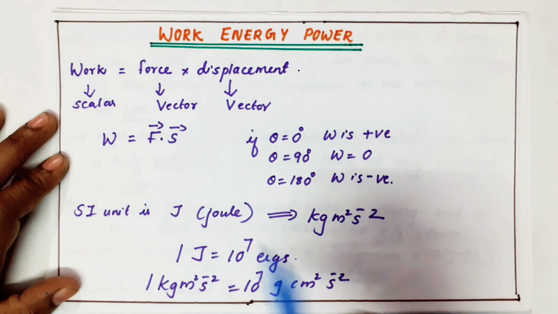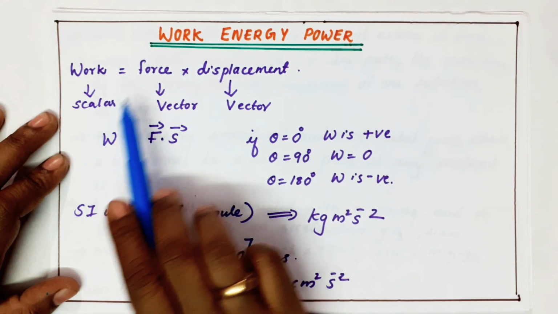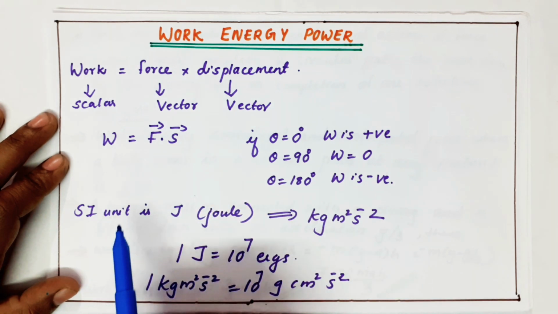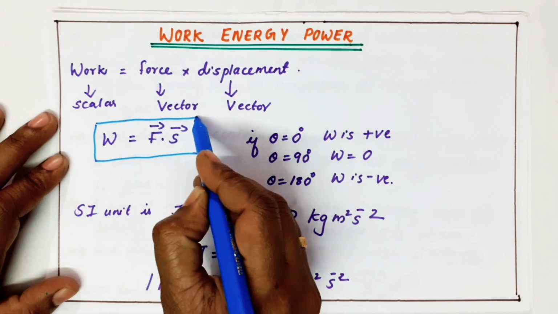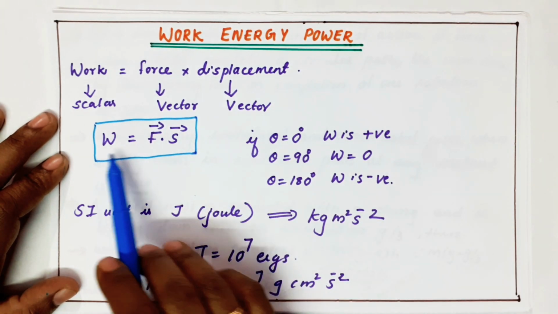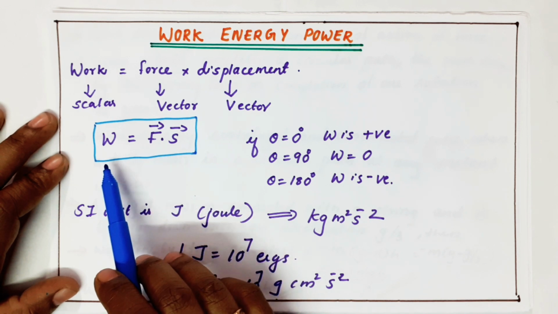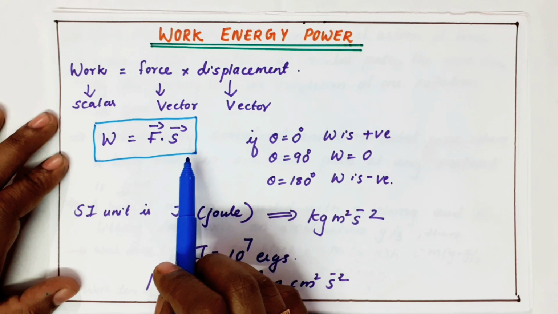But for the numericals and all, you remember work is a scalar quantity, force is a vector quantity, displacement is also a vector quantity. So we can write the work as F dot S. W equals F dot S, because the product of two vector quantities comes as a scalar quantity.